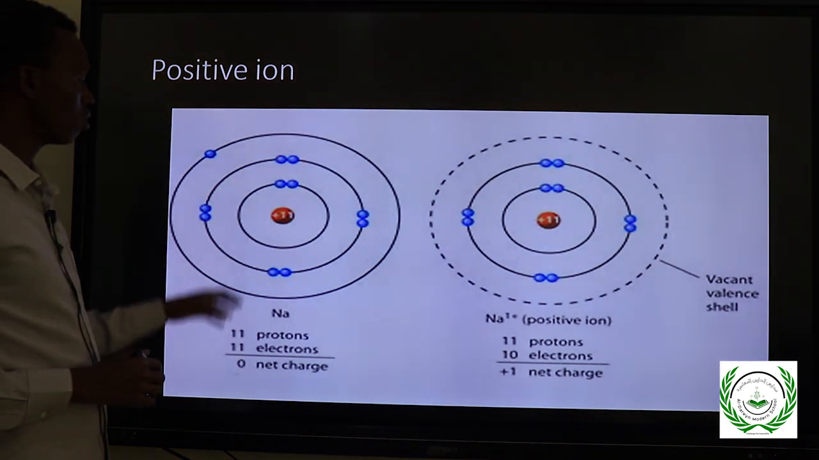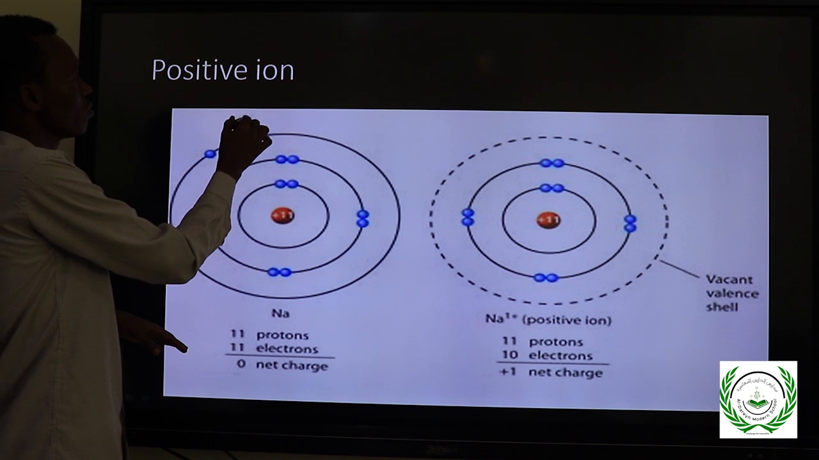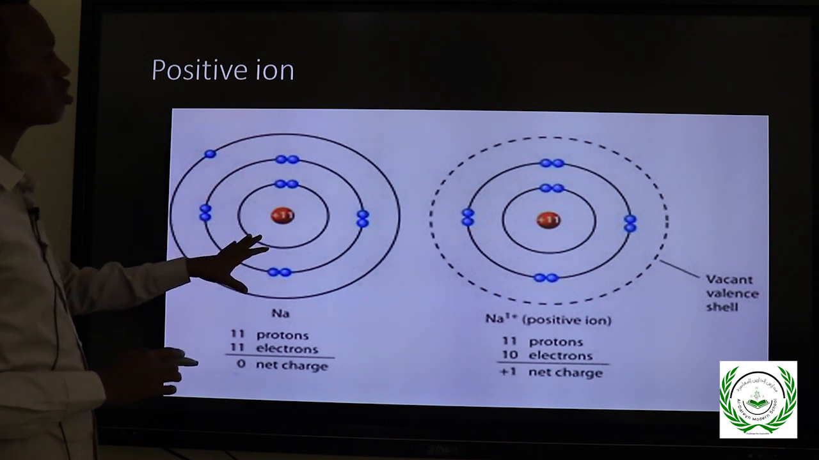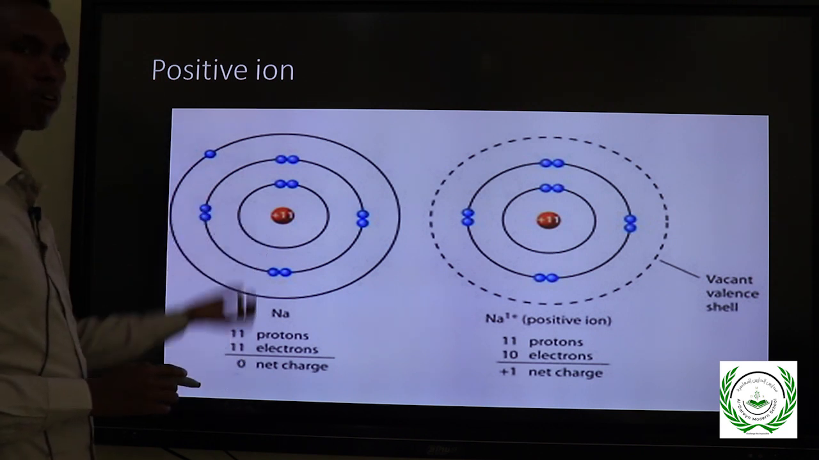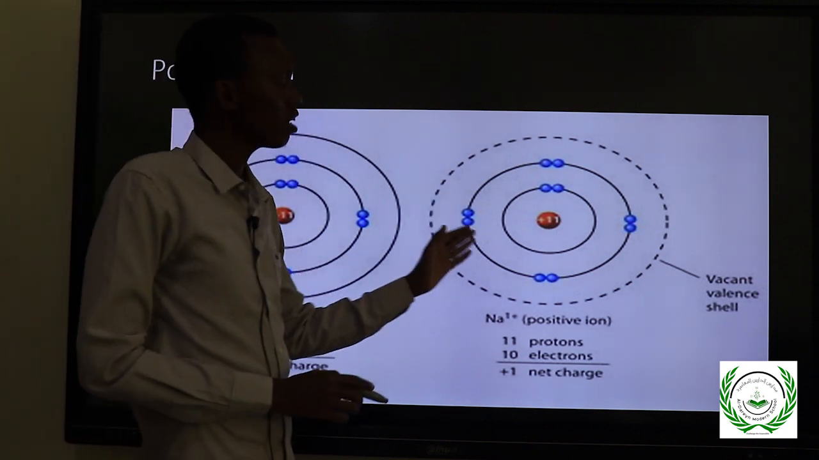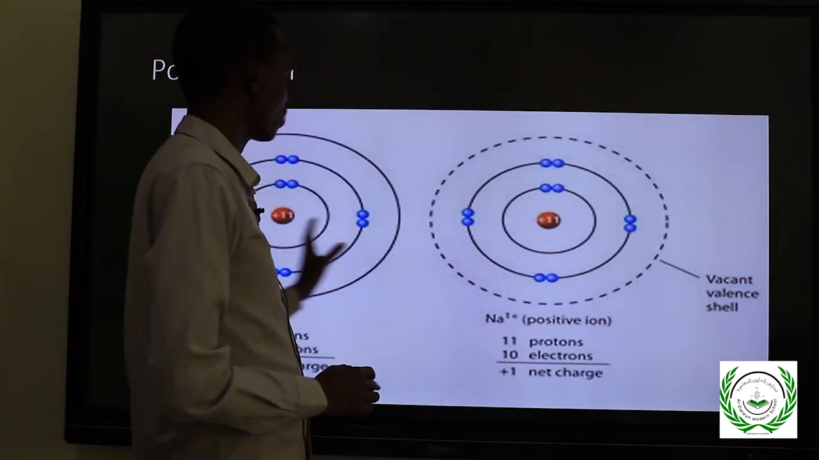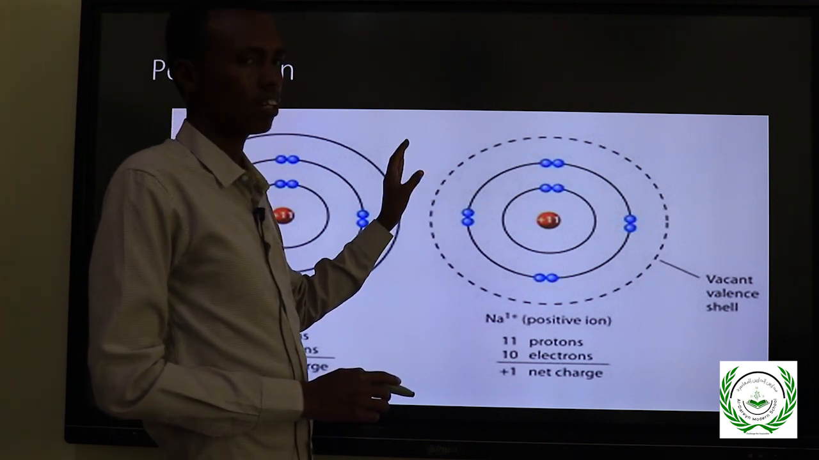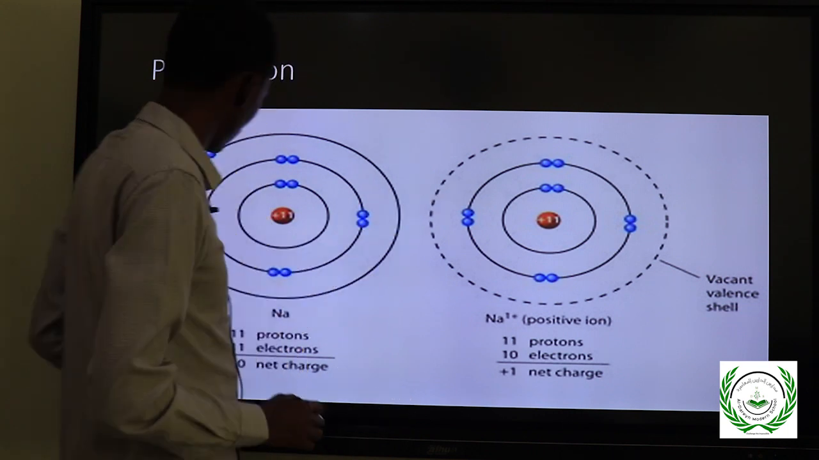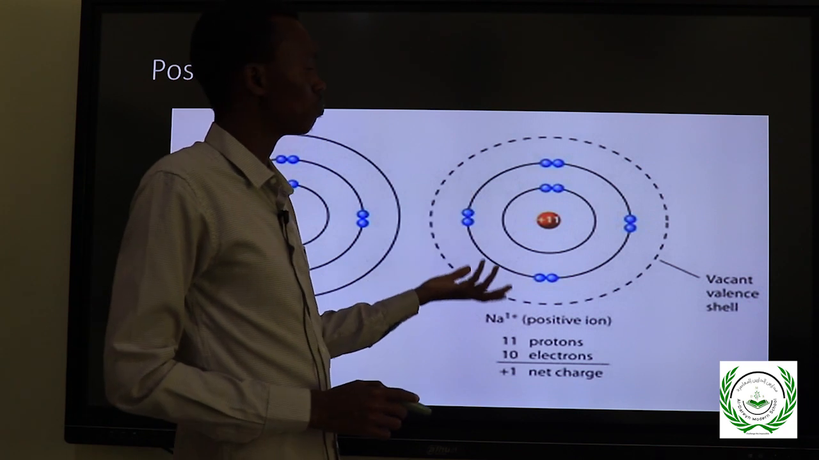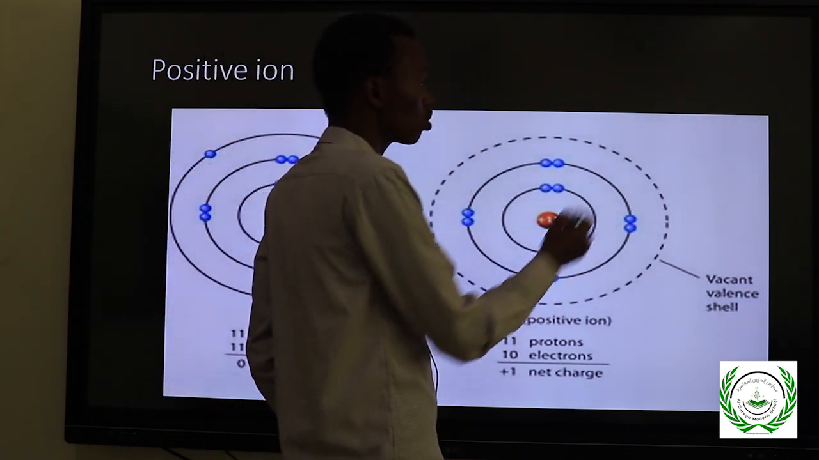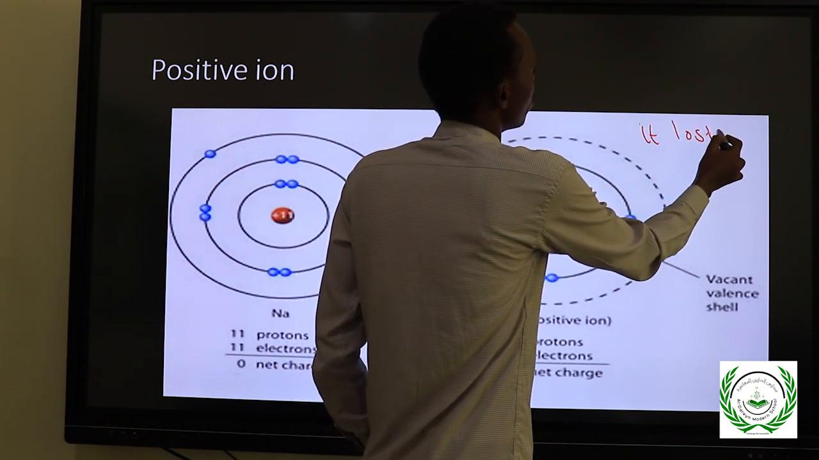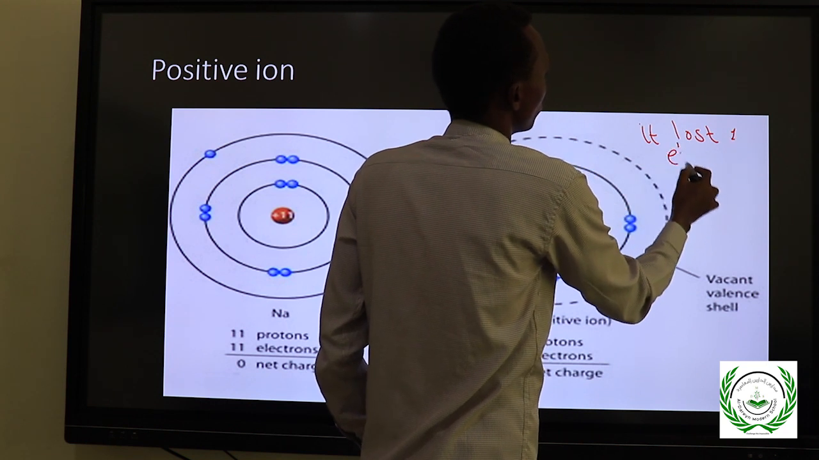Sodium, for example, in this stage it is neutral because it has the same number of protons and electrons. But here things are quite different, and the reason is because sodium lost one electron. Now if you look at fluorine, we said it accepted one electron, but here sodium lost one electron.